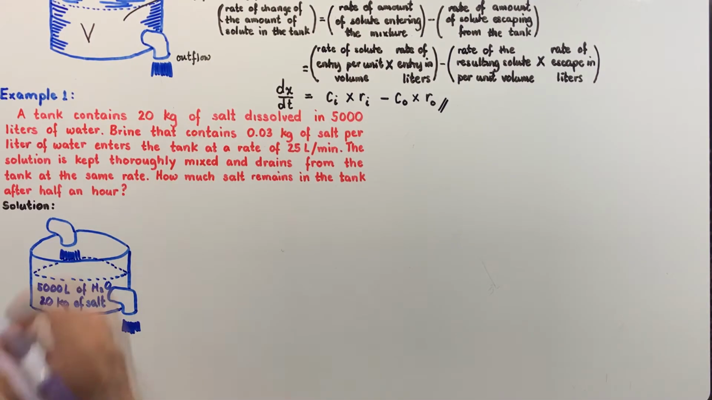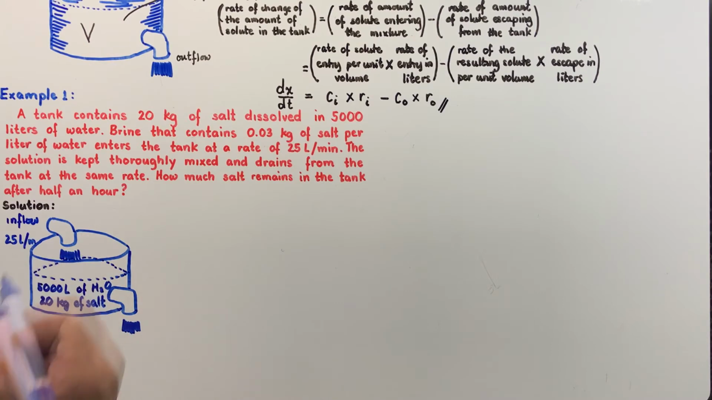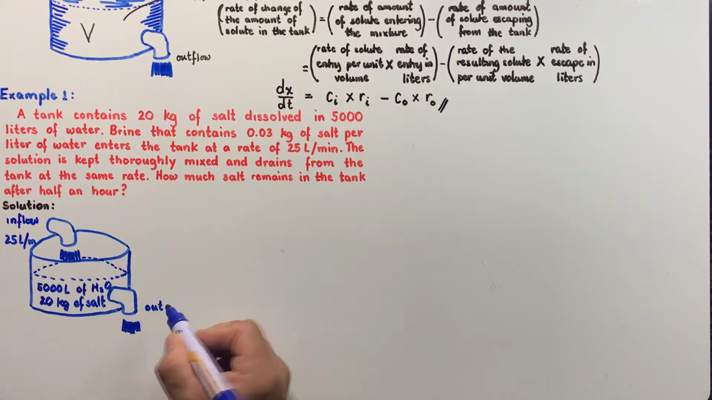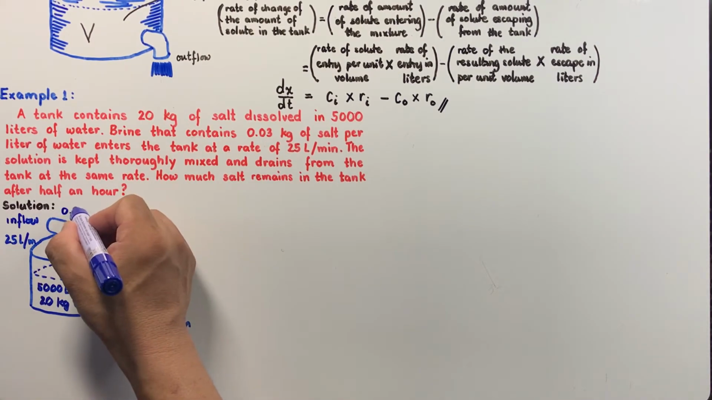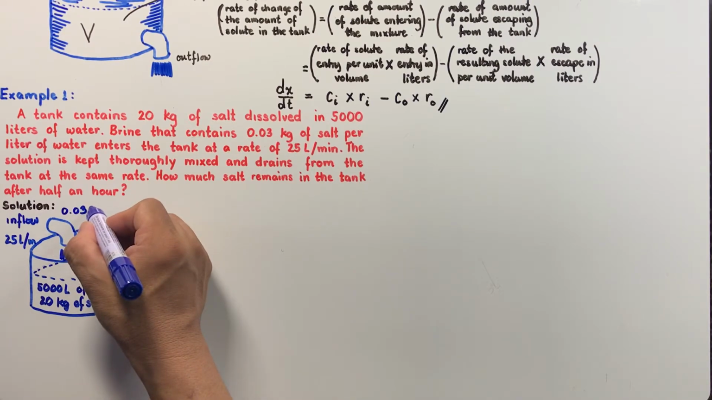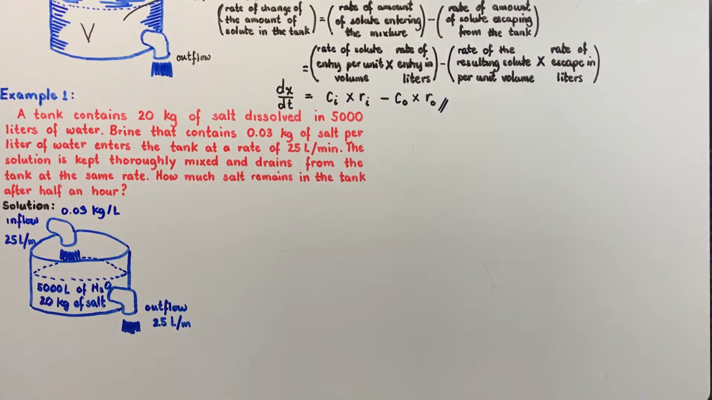Now take note that the inflow rate here is 25 liters per minute, which is of the same rate of the outflow, because it is given in the problem that they have the same rate. However, we must take note that the amount of salt flowing inside the tank is having a content of 0.03 kilogram per liter. So our objective here in this problem is to find how much salt remains inside the tank after half an hour. So that's the one that we are going to represent here.